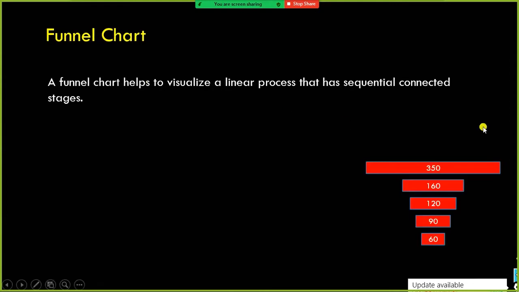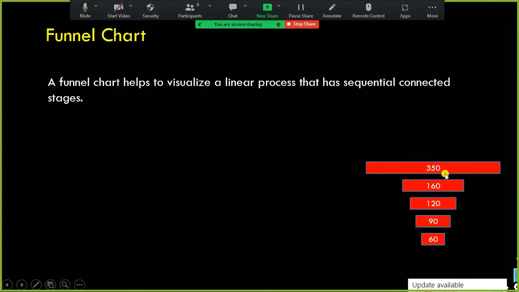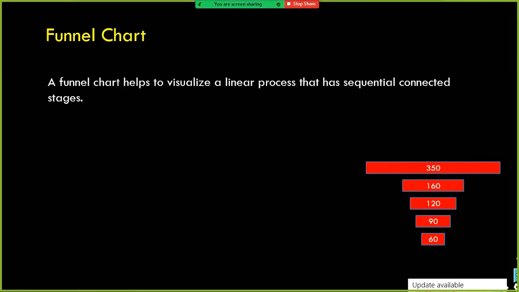Let's say you want to sell your product. Recently you developed a mobile app, and you want to sell your mobile app to your customers. What you are doing is giving an advertisement about your product, and initially 350 people have shown interest. They contact you after seeing your advertisement. And then what happens at the next stage? This is the lead stage.